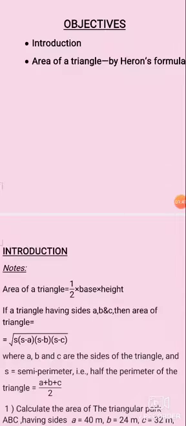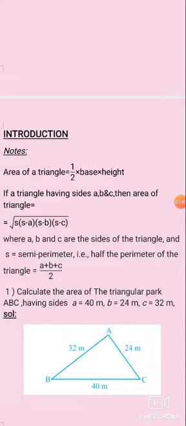Now listen, the first question. Calculate the area of the triangular park ABC having sides A is equal to 40 meter, B is equal to 24 meter and C is equal to 32 meter. So the lengths of the three sides are different, and we need to find out the area of the triangle. So listen carefully. First we need to find out the perimeter, half of the perimeter, okay, that is S.